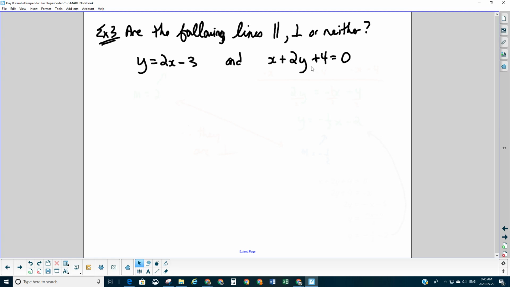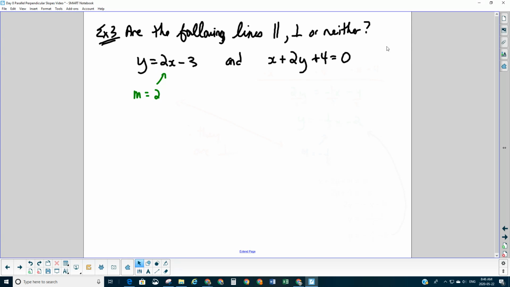Why do I want to compare slopes? Well, slopes help me define whether lines are parallel, perpendicular, or neither. We're not using the slope formula here now. We're going to use our knowledge of equations of lines. So this one is y equals mx plus b. So I quickly can tell that the slope here is 2. So that is all the work I need to do.